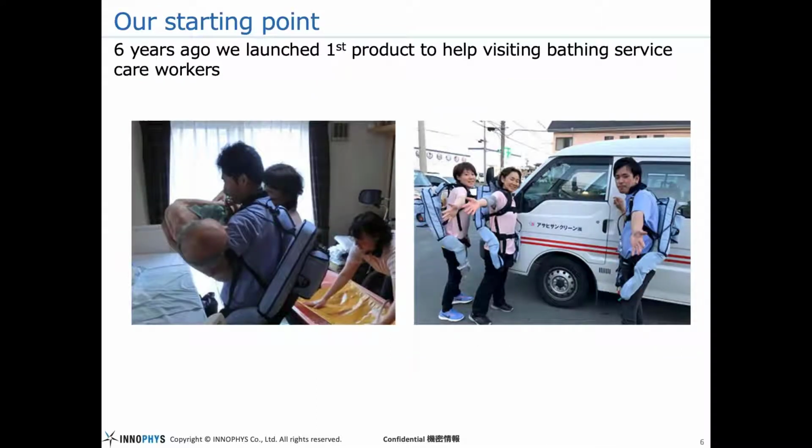So I'm going to talk about the history of the company. Our starting point is about 6 years ago from now. There was a company named Asahi Sun Cream, and the turnover rate of the caregivers at the company was very high because many people had back pain and they quit the job. What the company Asahi Sun Cream does is visit houses and provide a visiting bath service.